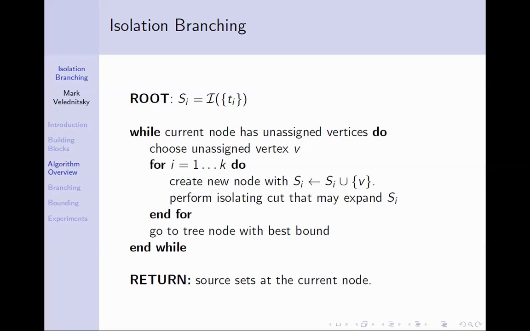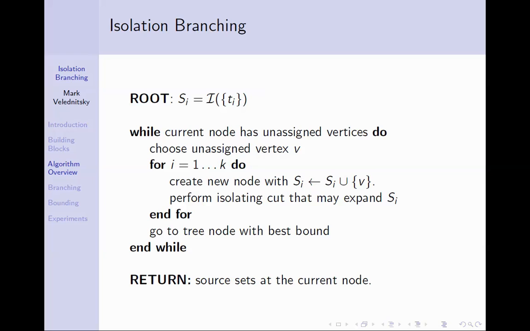So how are we going to use this in our algorithm? Well, what we're going to do is start with the smallest possible seed sets, which are just the sets, each set containing a terminal. And we're going to, as much as possible, use isolating cuts to grow these sets. And when that's no longer possible, when the isolating cuts don't give us any more information, they're not adding any new vertices to these sets, then and only then will we branch.